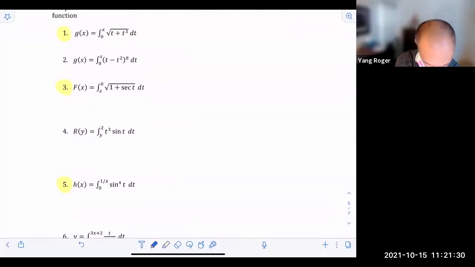So when we go to find G prime, we use the fundamental theorem of calculus part 1. All you do is you write the integrand, but you replace the t's with x's. So this becomes square root of x plus x cubed. And that's it, you're done. Is there any questions about that?